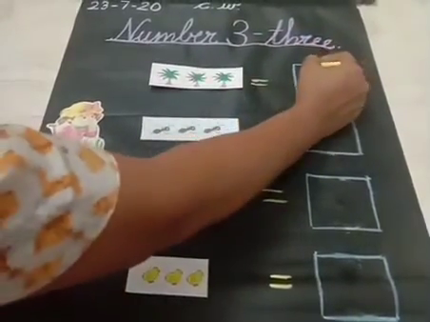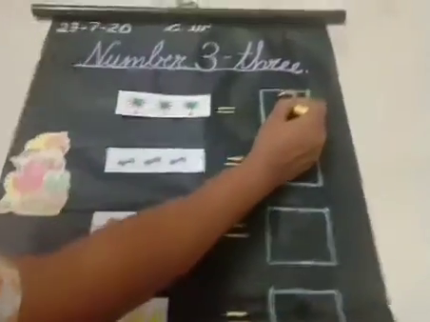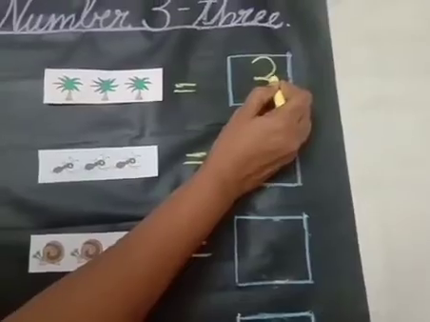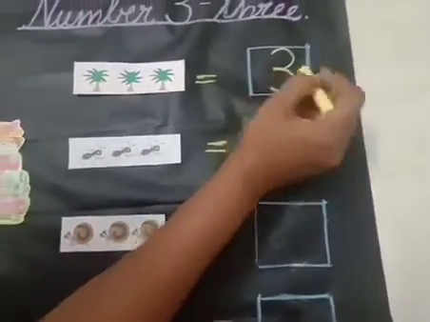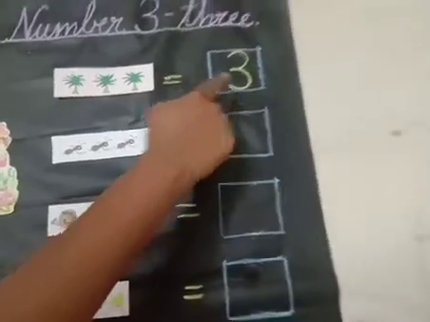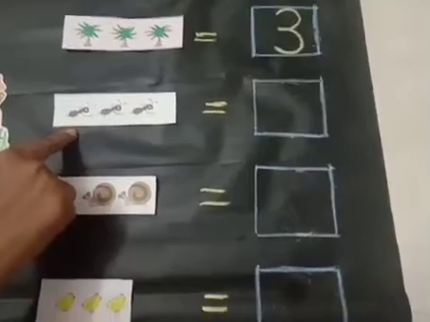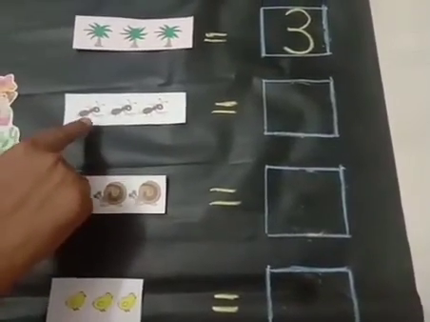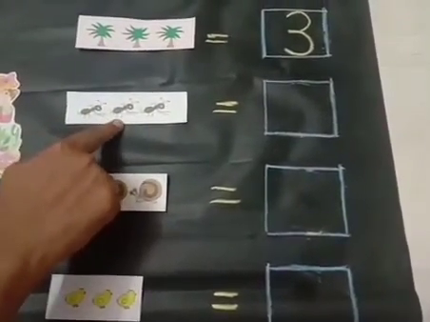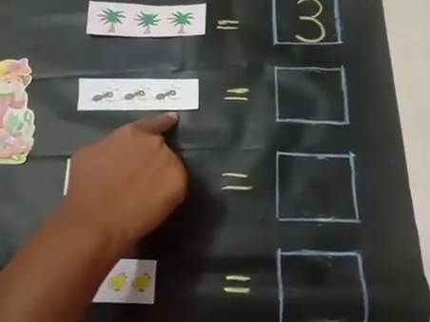A half circle is drawn like this. And from this point again we will draw one more half circle like this. This is number 3. Let us count number of ants here. One more time. 1, 2, 3. Here there are 3 ants.